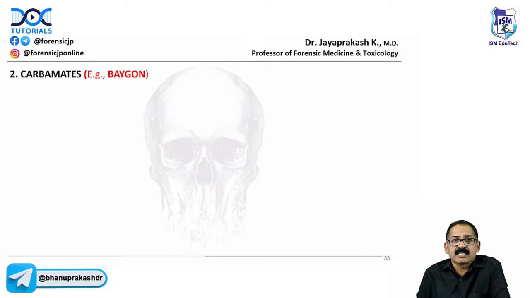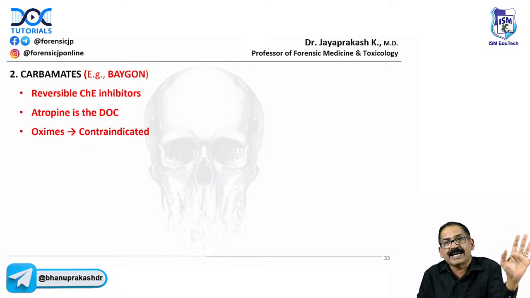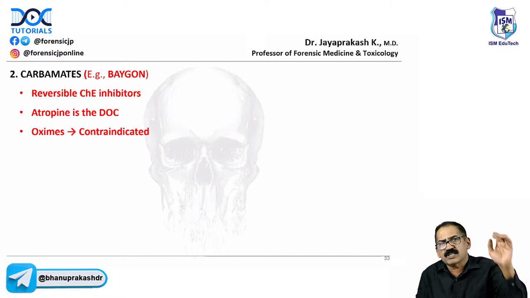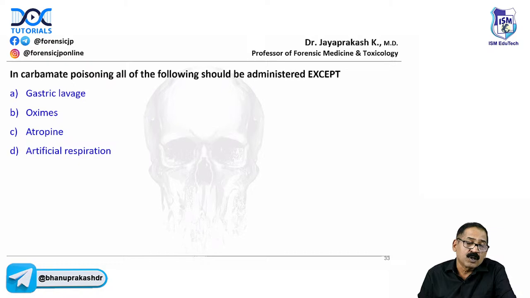Number two, carbamates. Another agricultural poison. Important trade name is Baygon. Carbamates are reversible cholinesterase inhibitors. Antidote is only atropine. Oxime should not be given at all because it is reversible cholinesterase inhibition. If you give cholinesterase regenerators like oxime, you go for cholinergic crisis. That's why it should not be given. Carbamate does not cross the blood-brain barrier, so CNS toxicity is less in case of carbamates. Mechanism of action of carbamate poisoning is reversible carbamylation, whereas irreversible phosphorylation is organophosphorus. In carbamate poisoning, all the following should be administered except oximes.